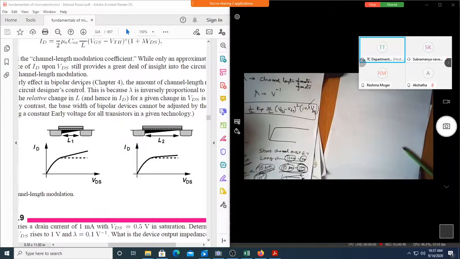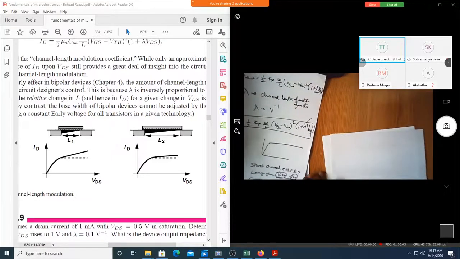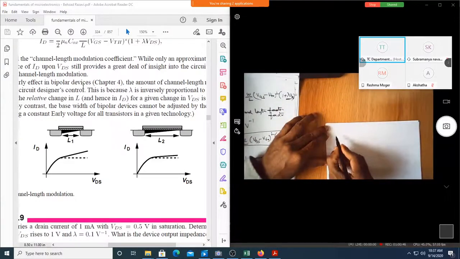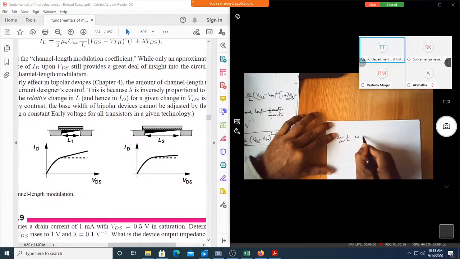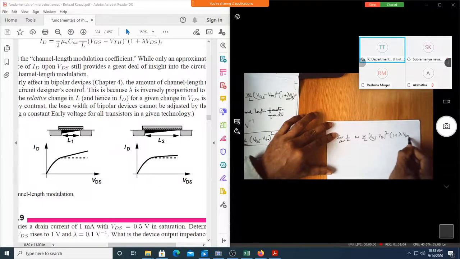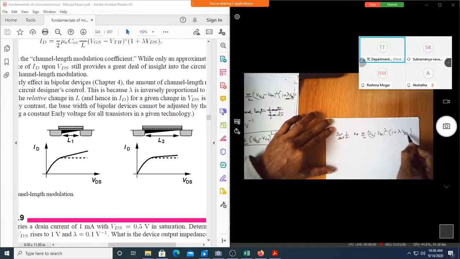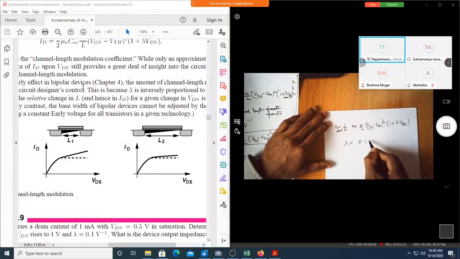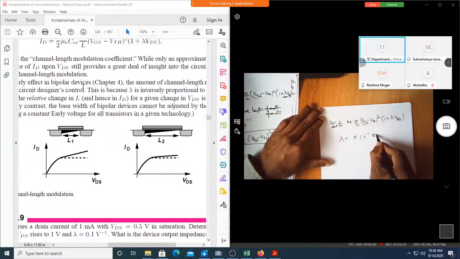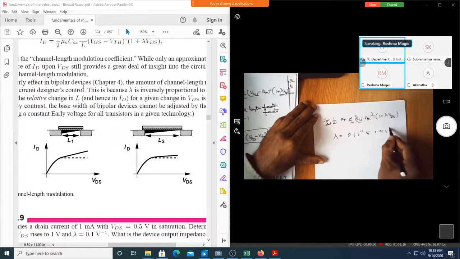So whenever the value of lambda is given as some non-zero value, we have to always use the expression: ID in the saturation region is equal to half into Kp W by L (VGS minus VTO) whole square times (1 plus lambda VDS). This is not VDS at, it is simply VDS. So lambda varies from 0.1 volt inverse to 0.01 volt inverse.